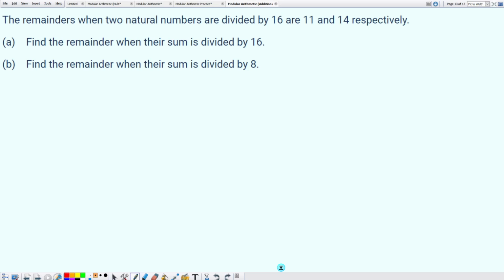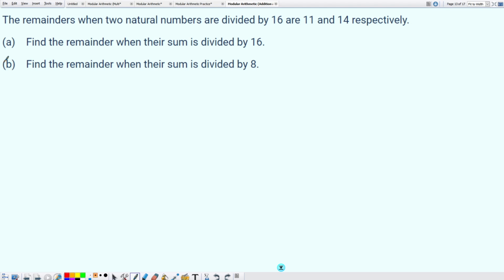Okay, so let's move on to another problem involving some modular addition in this case. Sorry, I'm recording this a little bit out of order. I did the multiplication problems, but I forgot to record this addition one. That's why I had to think about that. So, alright, let's just get started.